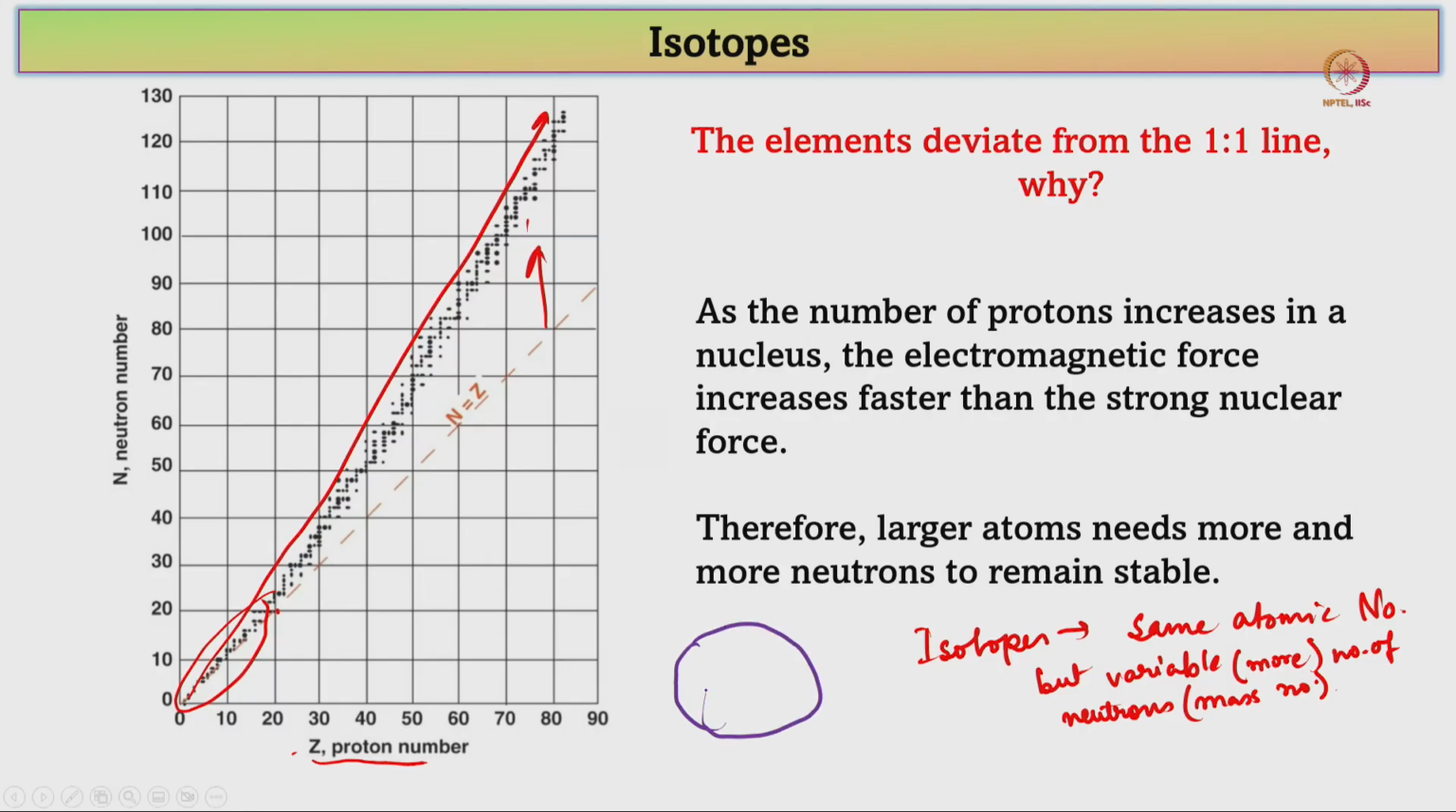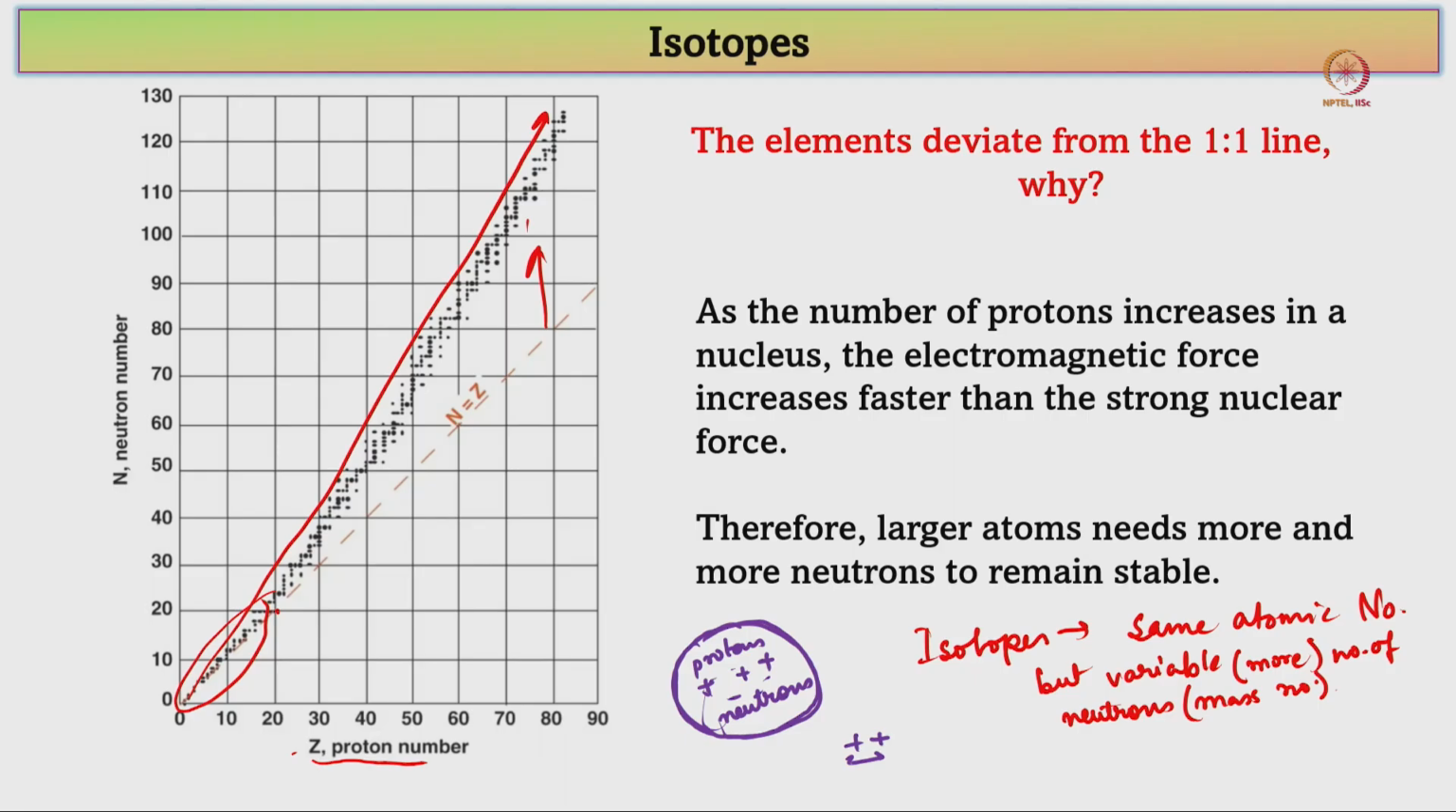Okay. And that is because, as you see, this nucleus has protons and neutrons. In this tiny nucleus, if the number of protons is increasing, what will happen? They are all positively charged particles, right? And if two positively charged particles come very close to each other, what will happen? They will have repulsion. They will start repelling each other.